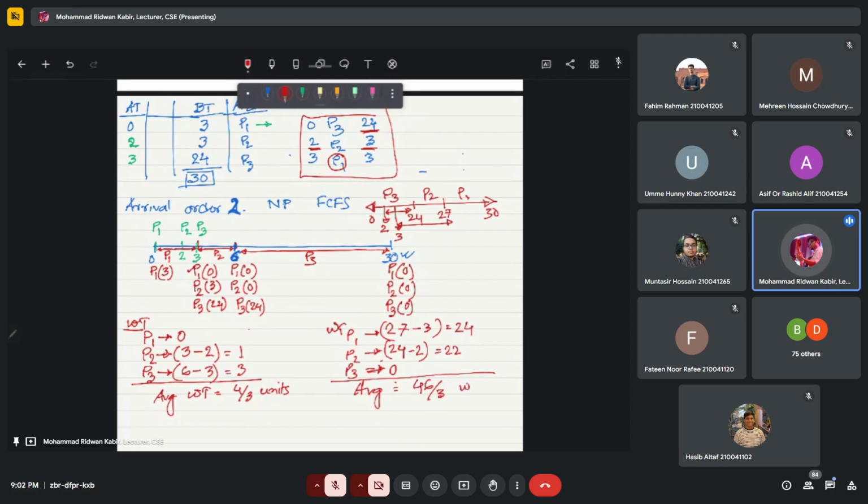Now definitely the average waiting time in arrival order 1 is less than in arrival order 2. Now can you identify one shortcoming of this approach?